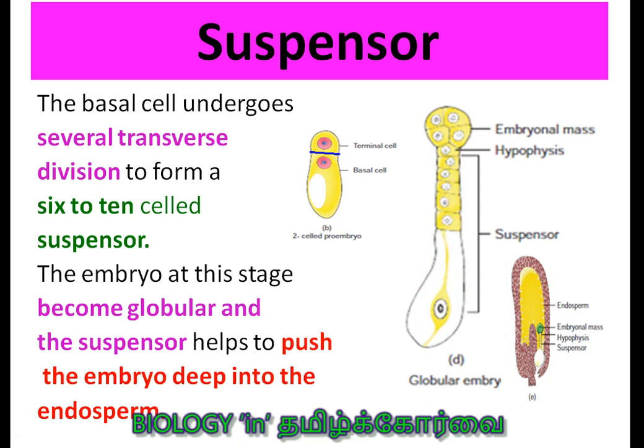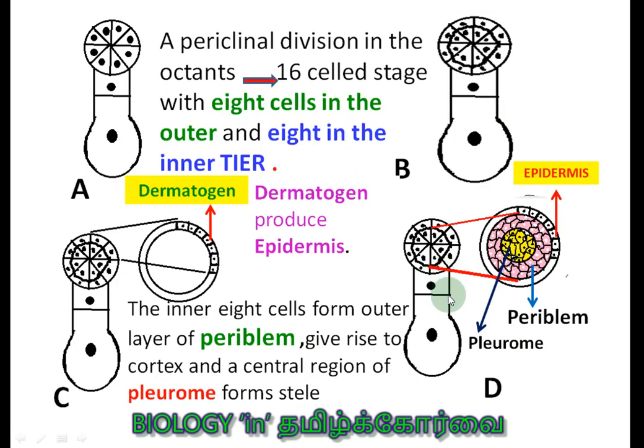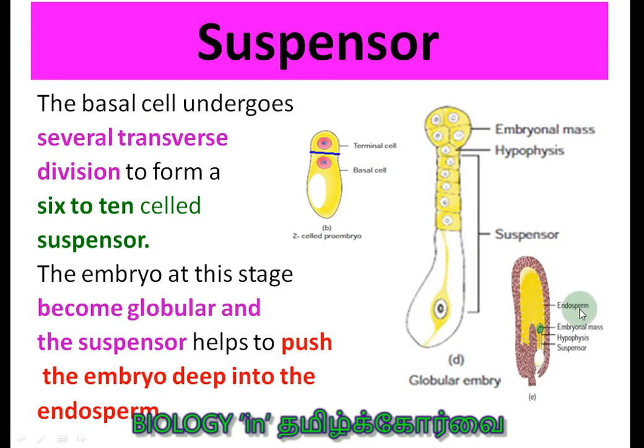The embryo at this stage becomes globular. So, this is the globular embryo. And the suspensor helps to push the embryo deep into the endosperm. You see, this is the suspensor. This is the globular structure. There is a bulged structure at the suspensor.